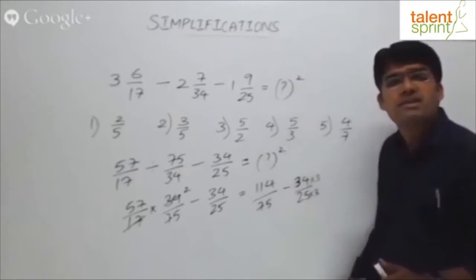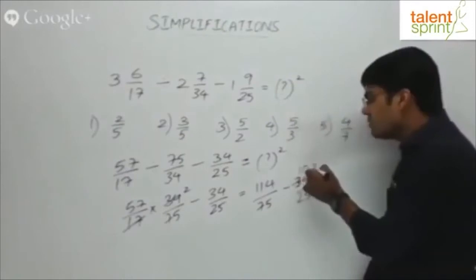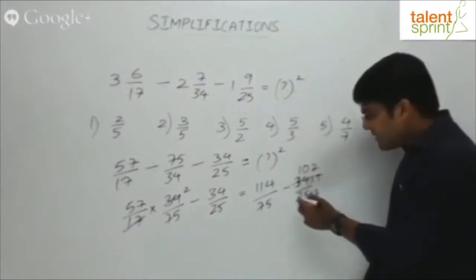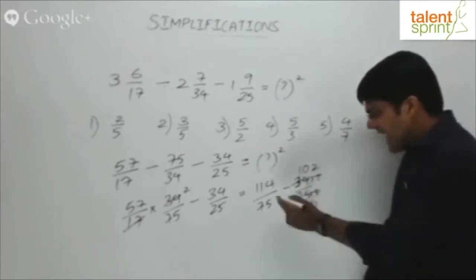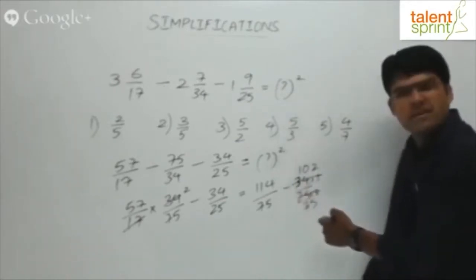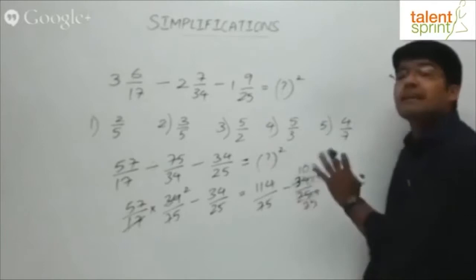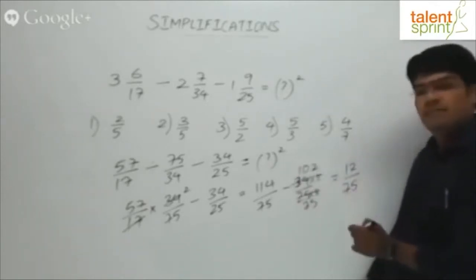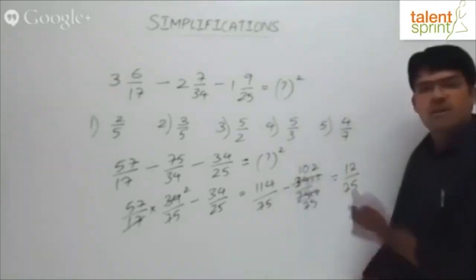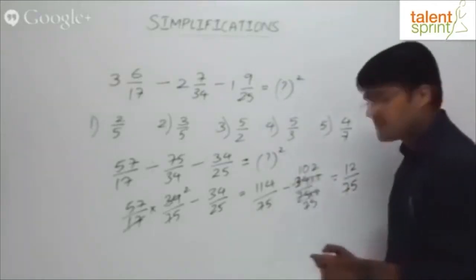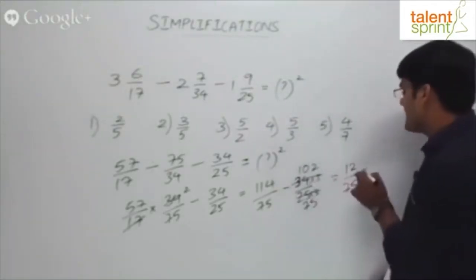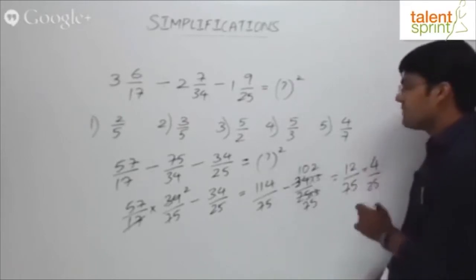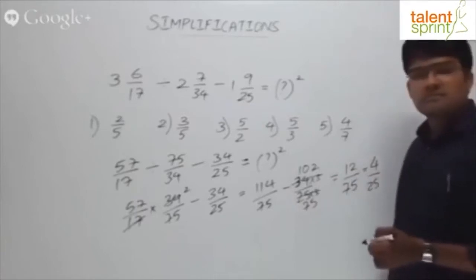So 34 into 3 becomes how much? 102. 3 threes are 9, so 90, and 4 threes are 12. 90 plus 12, 102. And 25 times 3 becomes 75. So what happens? 75 and 75, the denominators are equal. When the denominators are equal, I can directly subtract the numerators. So this becomes 12 by 75. Yes or no? 114 minus 102 is 12. What is 12 by 75? 12 by 75 can be taken as 3 fours are 12 and 3 twenty-fives are 75, so 4 by 25.